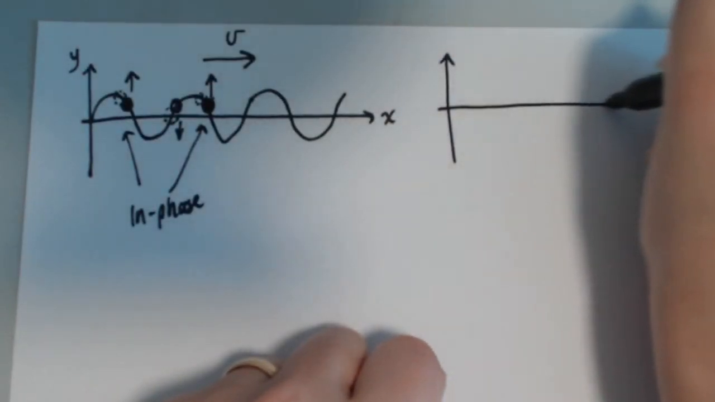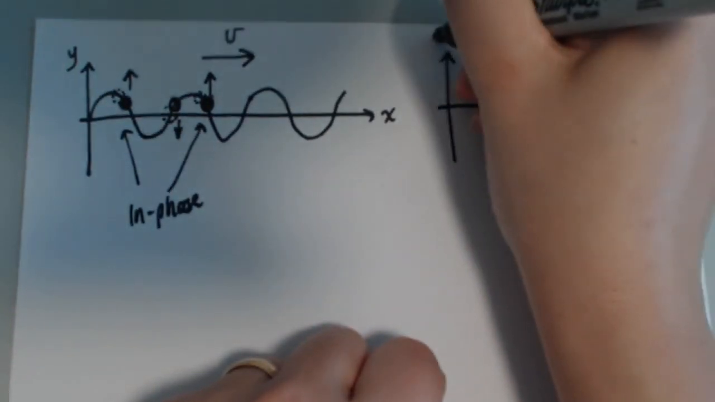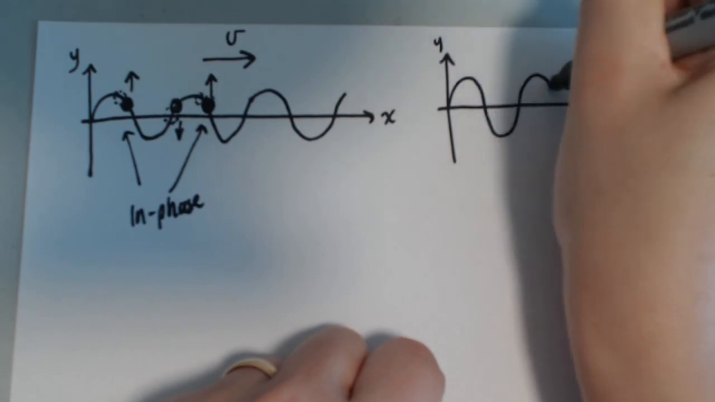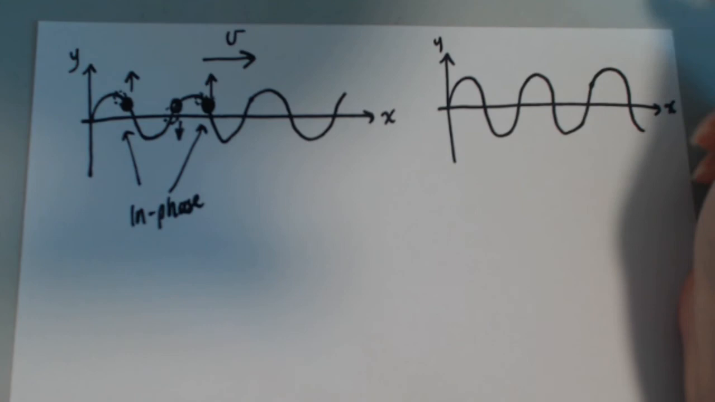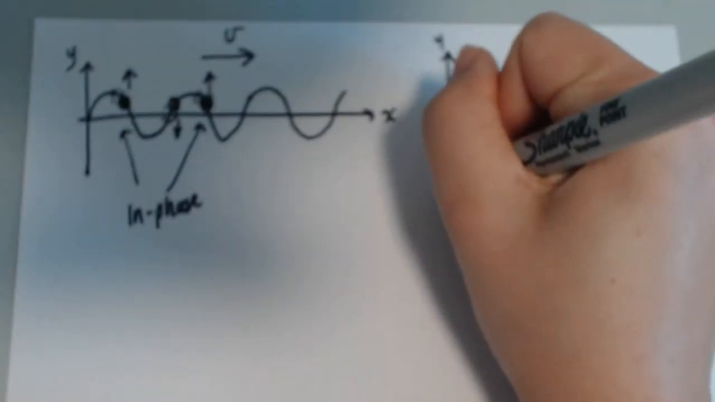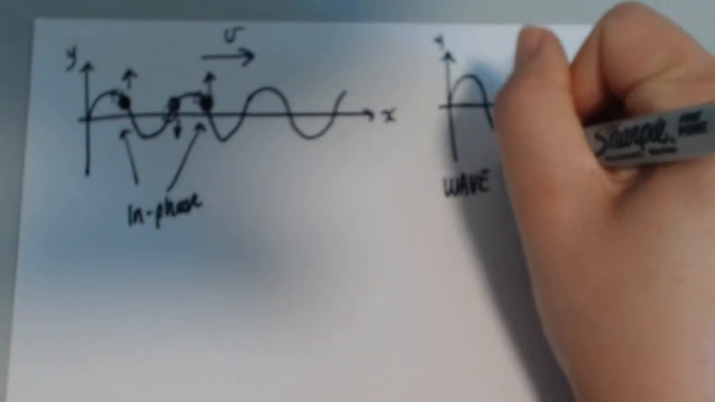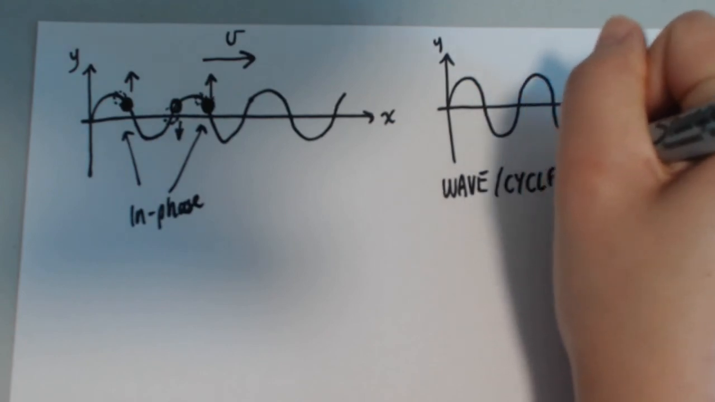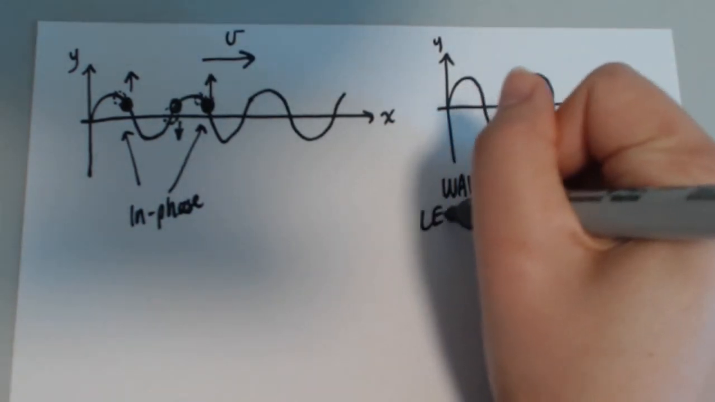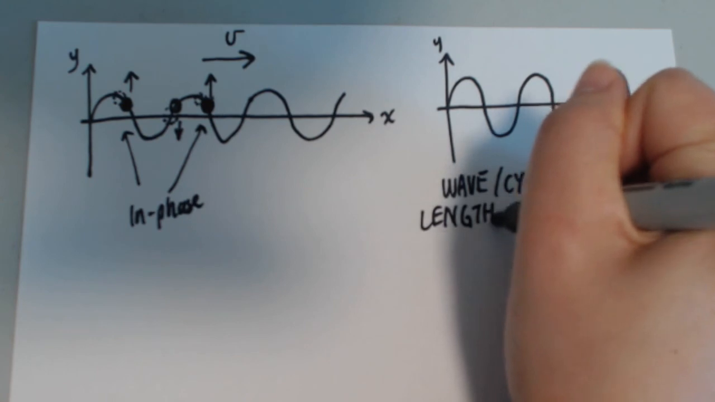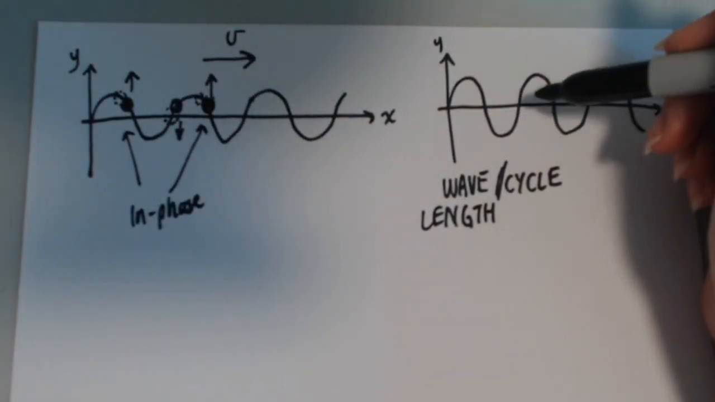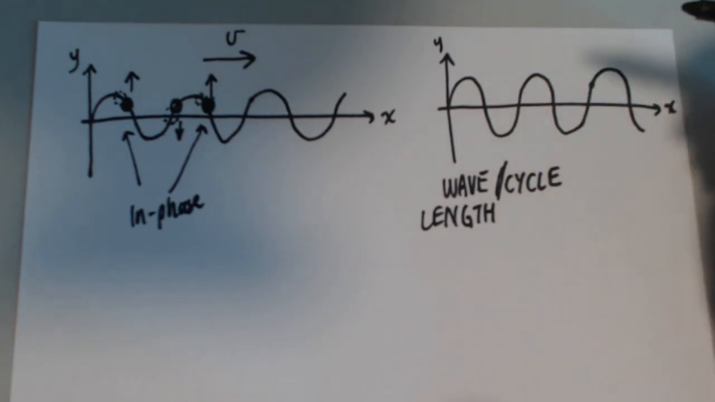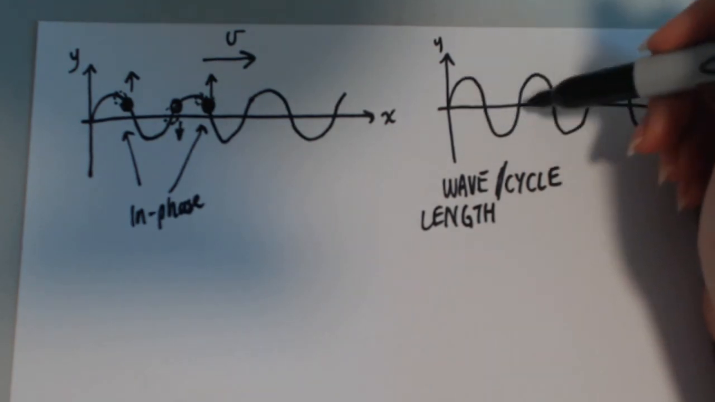Okay, so I'm going to go ahead and draw a series of waves again. So draw a couple here, kind of like that. Now, when we say a wave, or we say a cycle, or even a wavelength, these things are the same. A cycle means, how long is one wave? A wave is the distance or the length of something in order for the pattern to repeat itself.